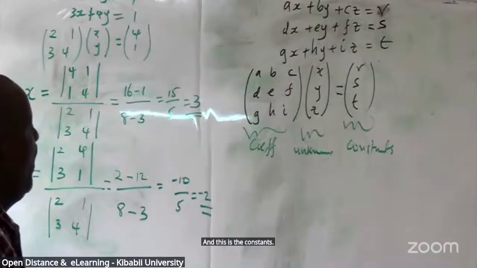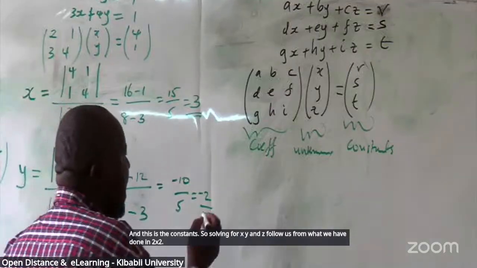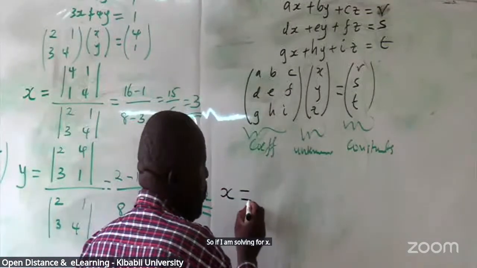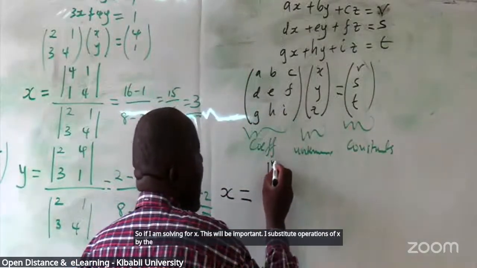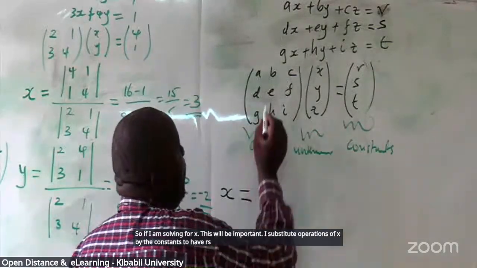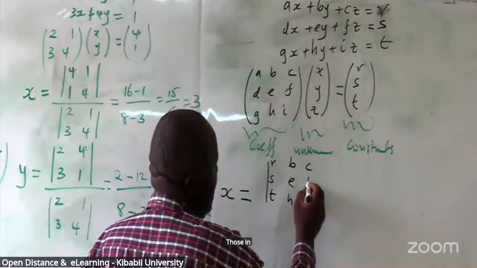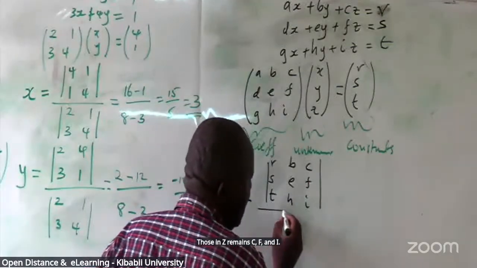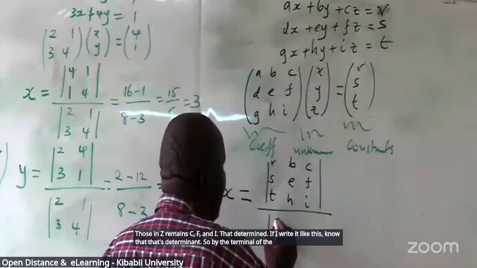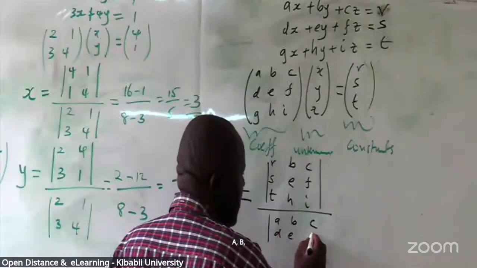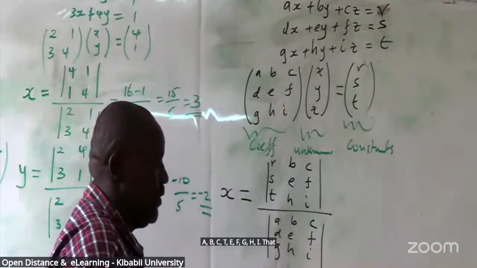So solving for x, y, and z follows from what we have done in 2 by 2. If I am solving for x, I substitute the coefficients of x by the constants r, s, t. Those of y remain b, e, h. Those of z remain c, f, i. That determinant is divided by the determinant of the coefficient matrix, a, b, c, d, e, f, g, h, i. That will give us x.